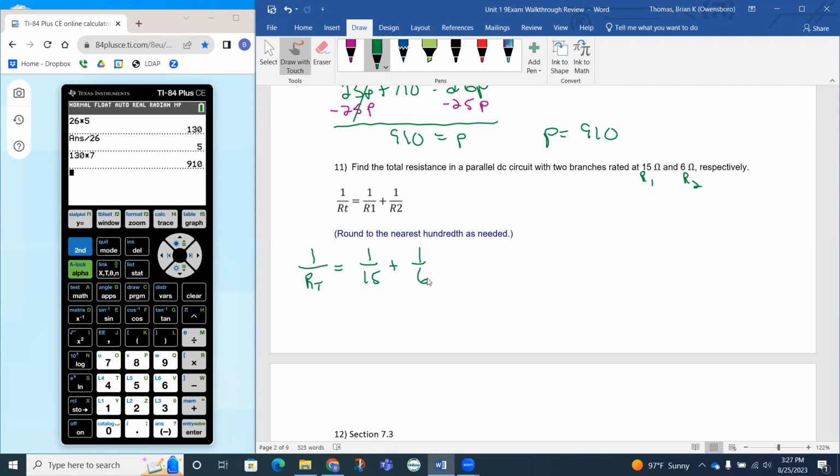So if I want to find the least common multiple here to get rid of fractions, the multiples of 15 would be 15 and then 30. The multiples of 6 would be like 6, 12, 18, 24, and then 30. So I'm feeling pretty good that 30 jumped out at me as a common multiple there. So what I want to do is multiply each side of the equation by 30 to get rid of fractions. So I'm going to multiply this side by 30 as long as I multiply all this by 30. I didn't want to write the problem over. So this is going to be 30 over RT.